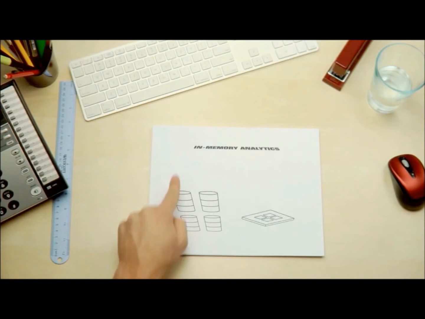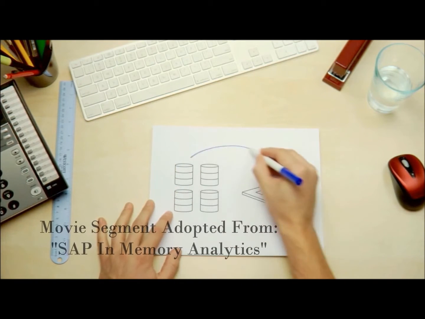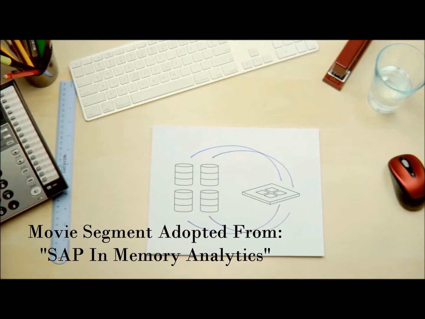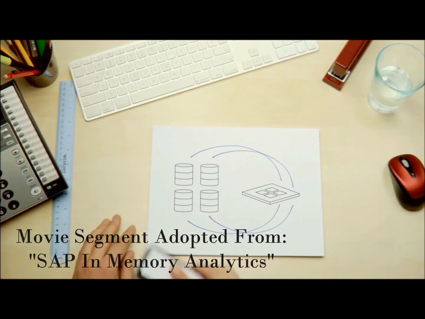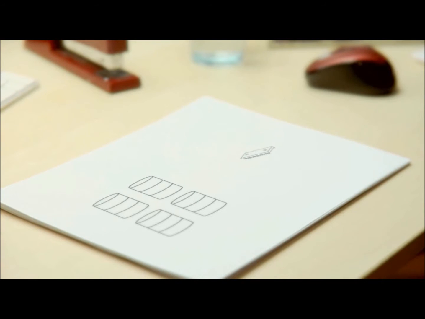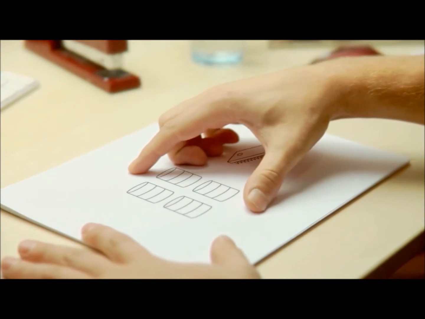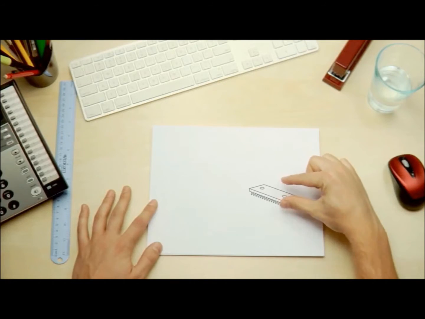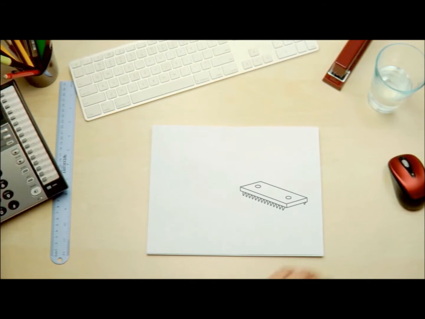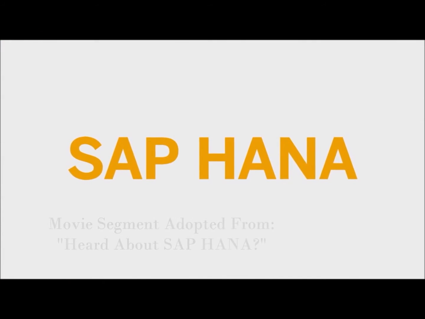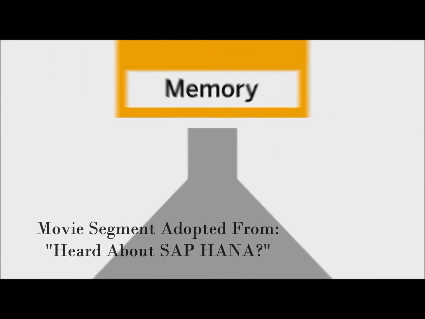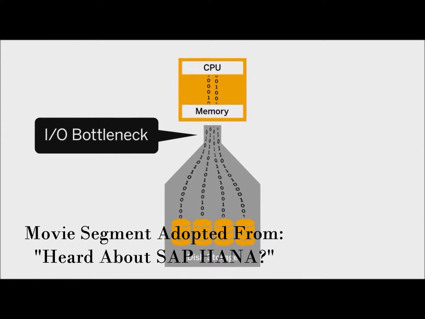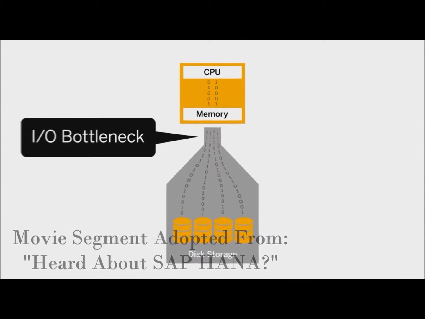In-memory analytics. Instead of moving billions of records from hard drives to a processor to be analyzed, the data is stored compressed in-memory, so you can easily access and analyze 2 billion records in seconds, not hours. Heard about SAP HANA? It's the next generation platform that is revolutionizing business performance for SAP customers.